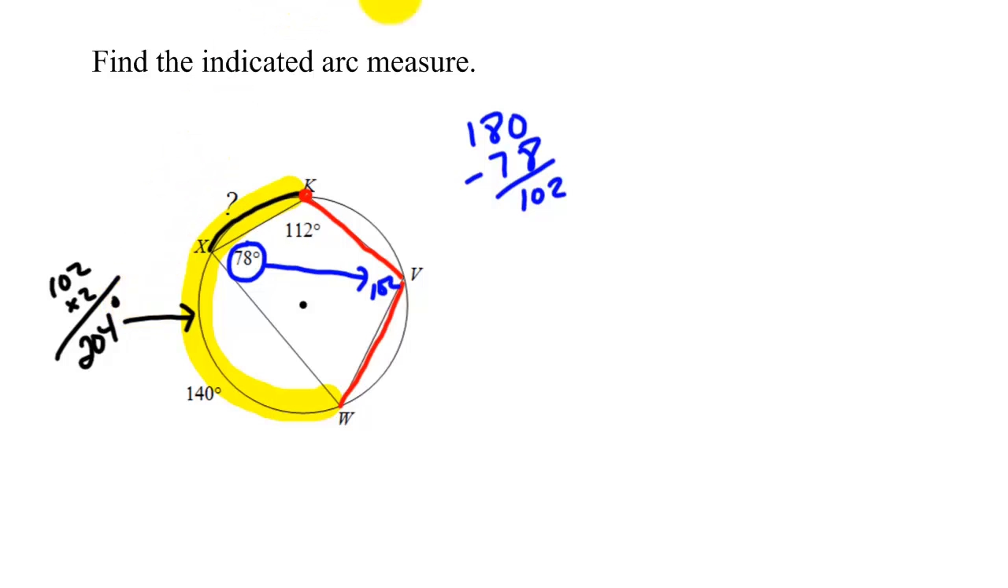Finally, I just need to figure out the piece of that arc that I'm missing. So if the whole thing is 204, let me subtract off the 140 degree piece of this arc, and I'll get my final answer of 64 degrees.